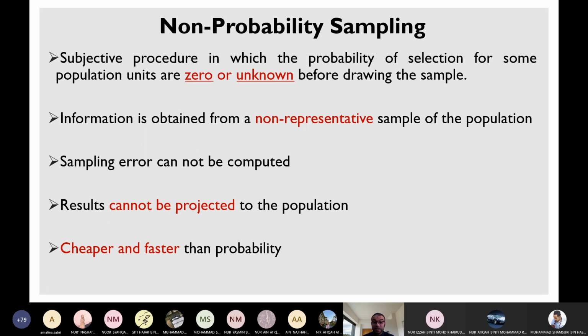And the results cannot be projected to the population, meaning we cannot claim that our findings can be generalized to the whole population. I think you have discussed this with Dr. Osman: the generalizability of the results depends on how the sample is really representative of the population. Of course, it is cheaper and faster.